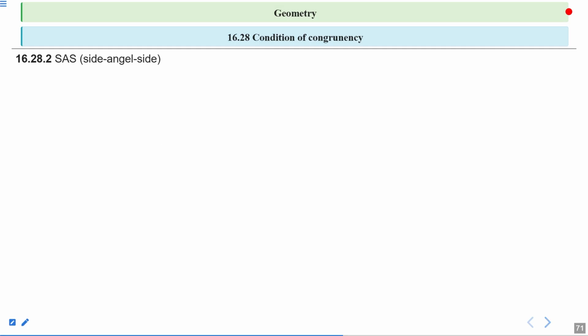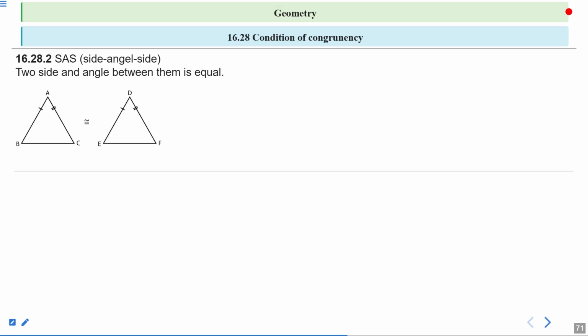Side, angle, side. So two sides and the angle between them are equal. So we can say that these triangles are congruent to each other. So this is the diagram of the congruent triangles. Next one.